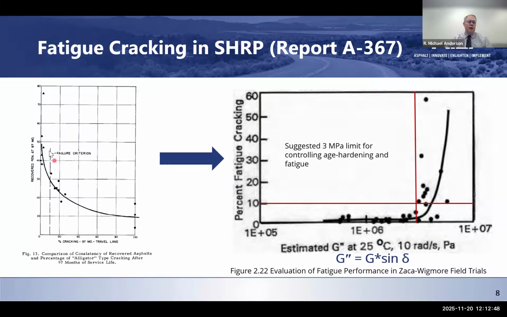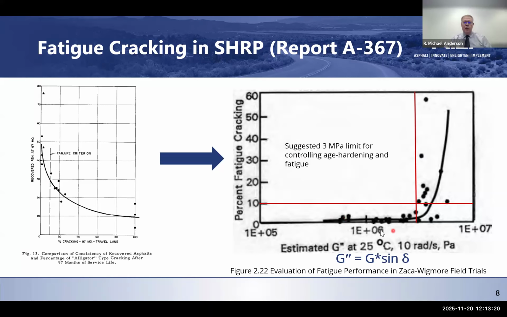This dashed vertical line that you see here represents 10% fatigue. So that's the 10% fatigue cracking, and they called that the failure criterion. And what they looked for was where this curve crossed that point, and it was right about a penetration value of about 30 decimillimeters. And that was after 97 months in service, or about 8 years.